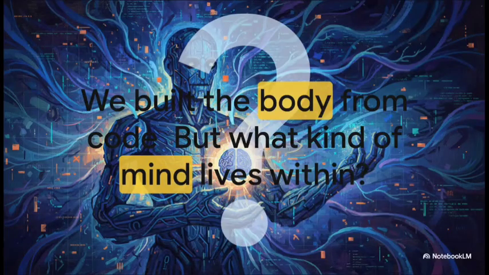So there you have it. We've followed the blueprints from a tiny little data structure all the way to an emergent hive mind. We've assembled the golem, given it a constitution, given it hands, and watched it become a goddess. The code shows us the body in incredible detail, but it leaves us with this final, haunting question. We've built the body from code, but what kind of mind is actually living inside?